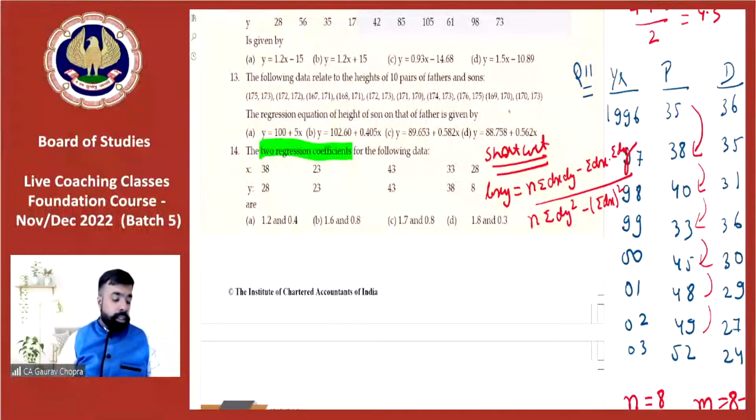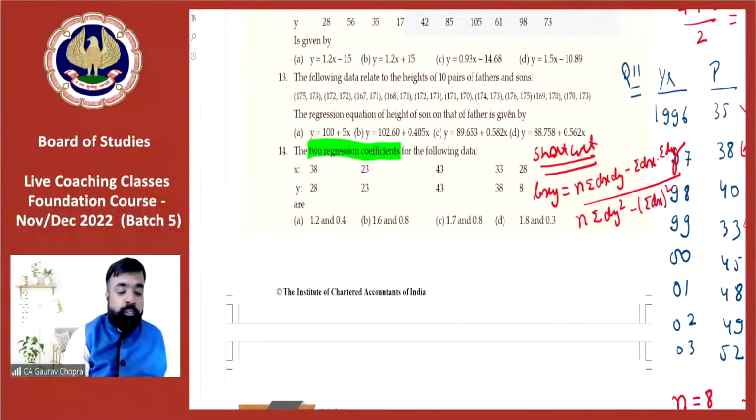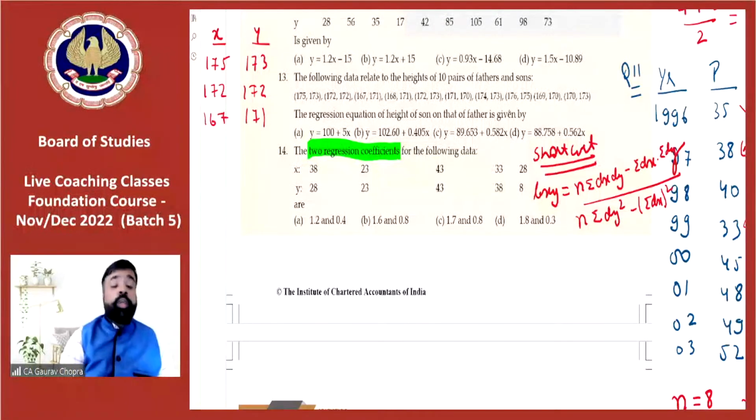Then Zeba is asking about question number 13. See, question number 13 is same, but the way of giving the data is just different. So all those brackets you can write in order, in sequence. Like first value is 175 and 173. So it denotes X and Y. So write 175 in X, 173 in Y. Second value is 172 on both sides, so write 172. Third value is 167 and 171. So in this manner, you can form your series X and Y.